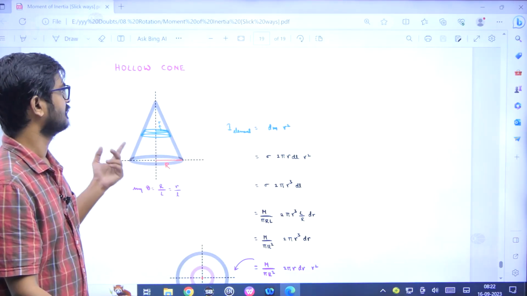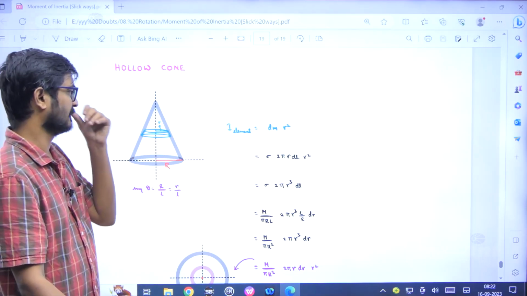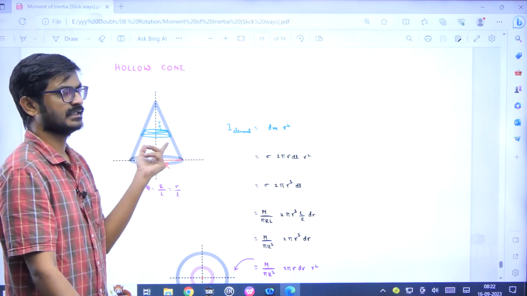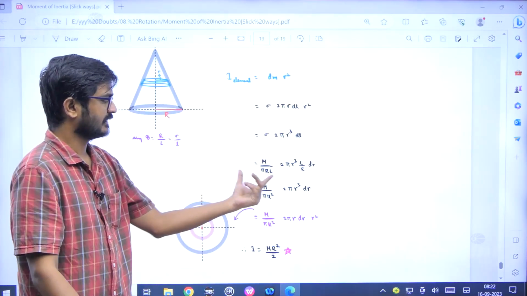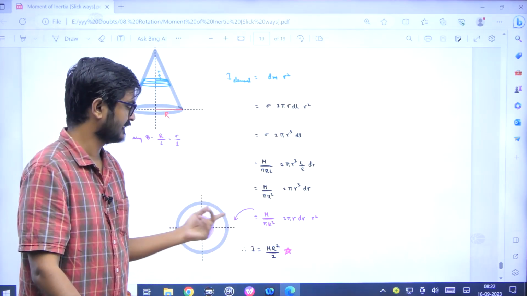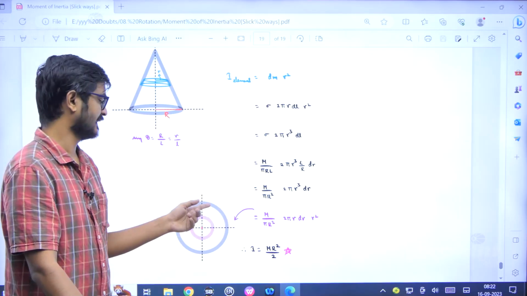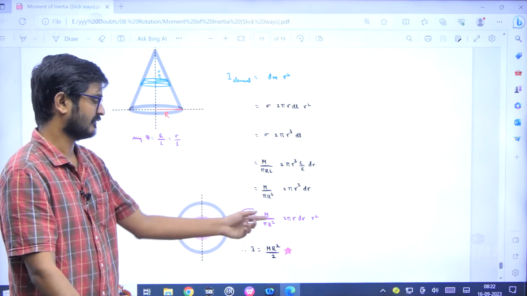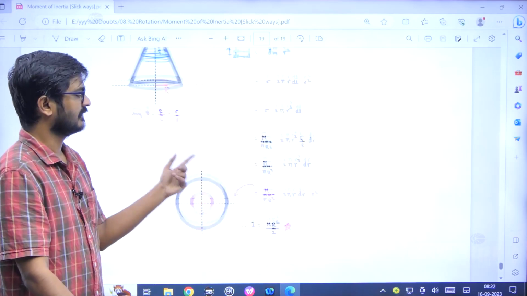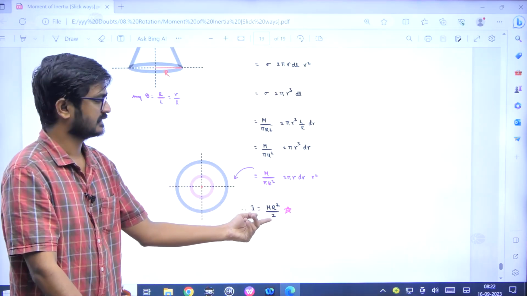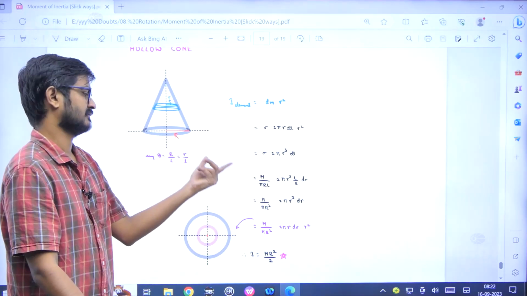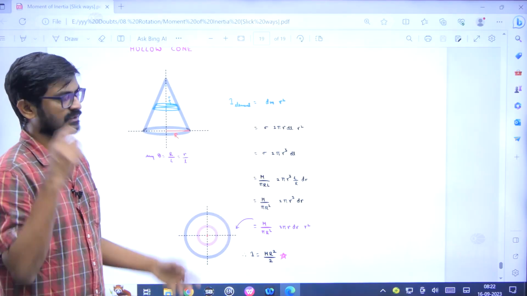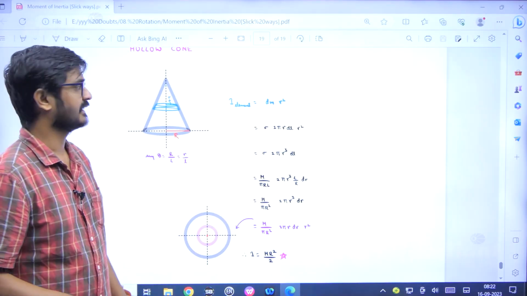Now a similar thing for the hollow cone. For a hollow cone, you will be going with integration. You will take some ring, find the moment of inertia of the ring, and integrate. But when you integrate, the result looks like the moment of inertia of an element of a disc. So basically when you integrate, you get the moment of inertia of the disc, which makes sense because after integration it makes sense to me. For some people it makes sense in the beginning itself.